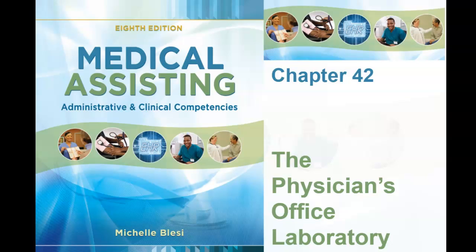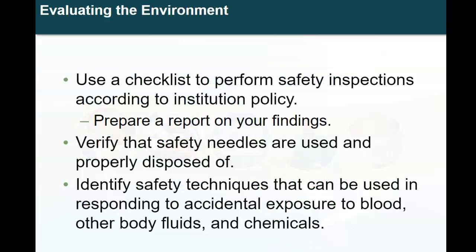Okay, so this lecture is on chapter 42, the physician's office laboratory. This is the first installment in the specimen collection and blood specimen collection unit that we're going to be going through: phlebotomy, urinalysis, all of that. Before we can do any of those things, though, we need to learn about the office environment in terms of the laboratory itself. And the first thing we're going to talk about is evaluating the environment.